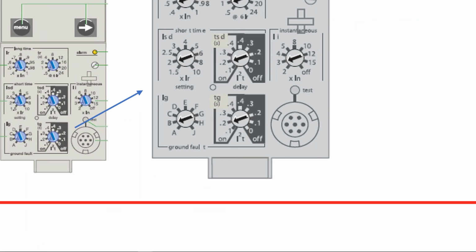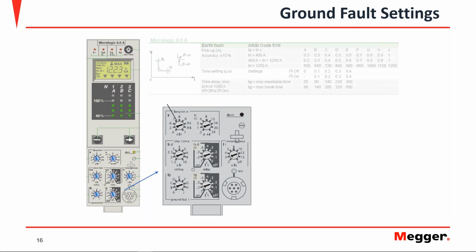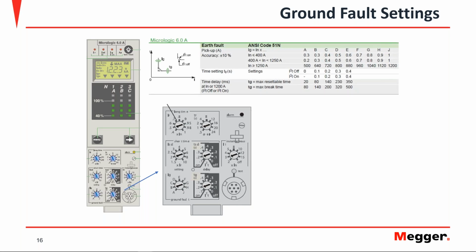So you can see here at the bottom of those dials, I have my ground fault section. The first one on the left, the dial with the letters from A to J, will determine our pickup value. And the second one to the right will determine our time delay setting. So let's look at how that is shown in the table.